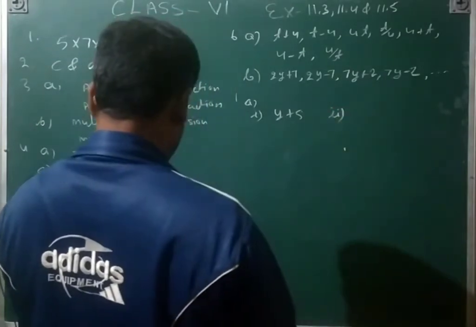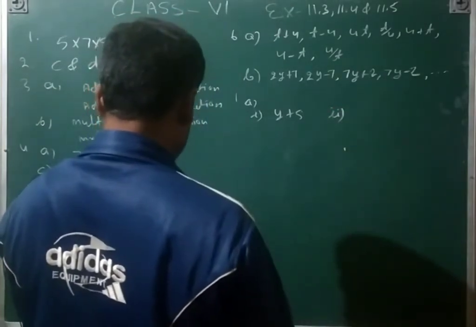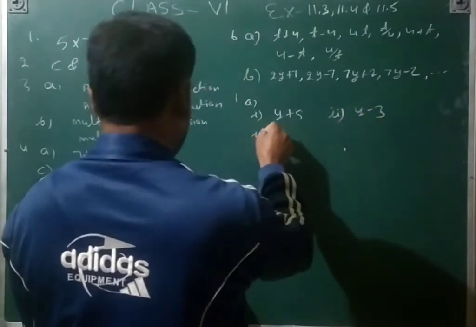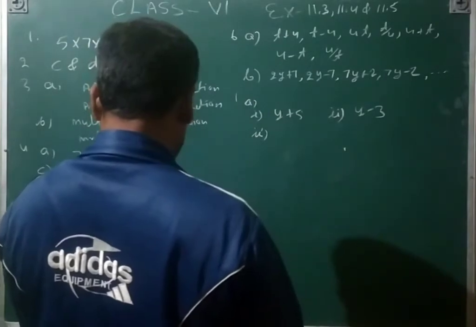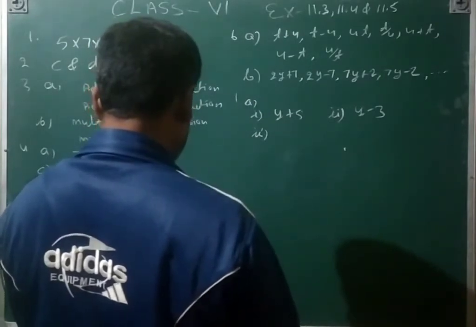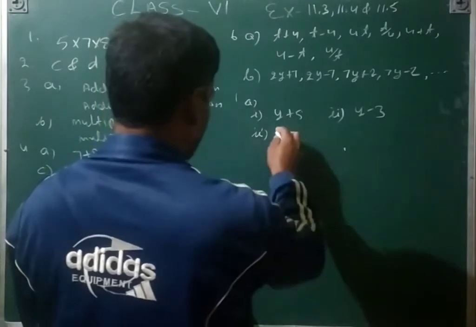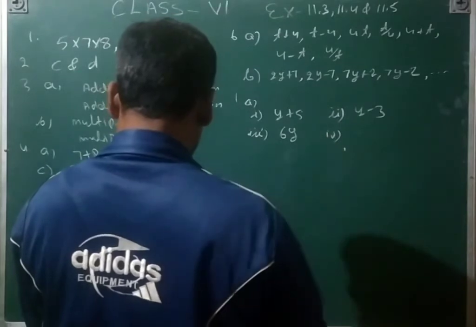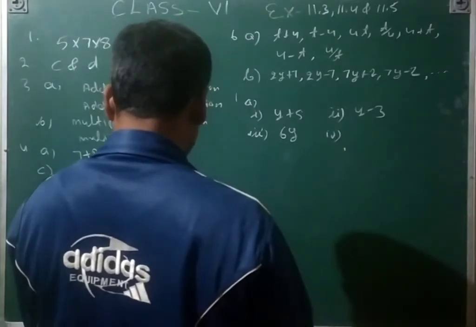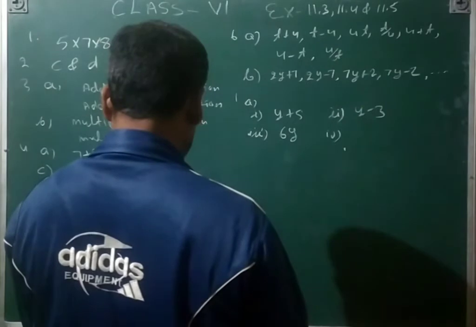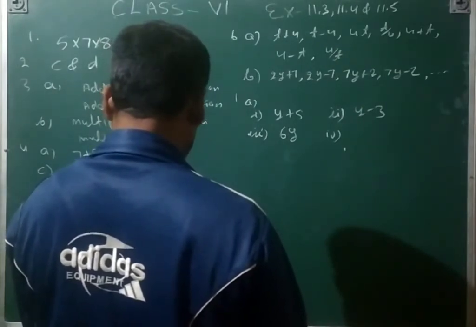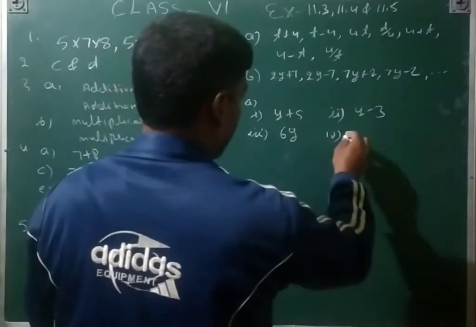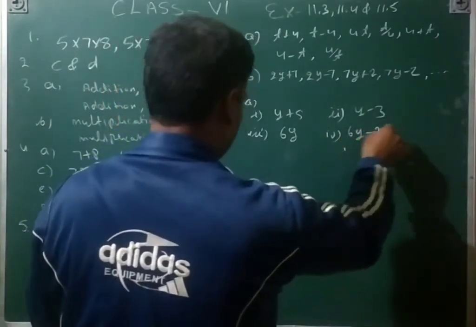Second, what was her age 3 years back? So y minus 3. Third, Sarita's grandfather is 6 times her age. What is her grandfather's age? So the grandfather's age will be 6y. That is the third part. Fourth part, the grandfather is 2 years younger than the grandmother. So the grandfather's age is 6y, and then minus 2.